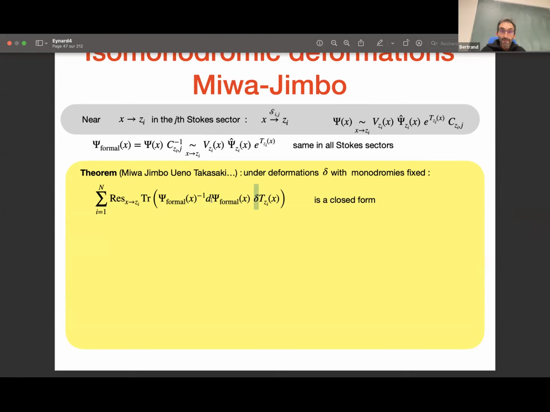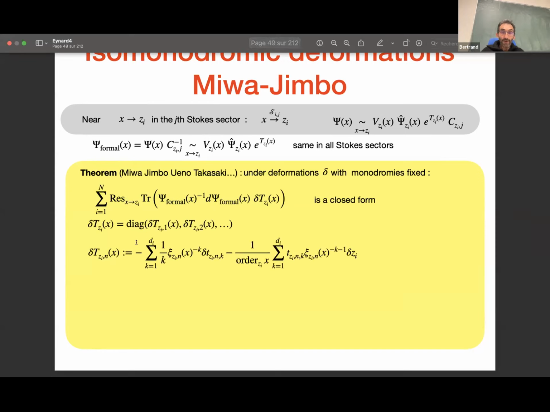And so thanks to this D, I can take the residue. So the residue of a one form, because it's a one form. And I take this psi formal times psi formal inverse. Since these are matrices, I can take the trace, you take the residue, and the claim of Miwa, Jimbo, and all that is that this is a closed form. And remember that the delta T here was this diagonal matrix, and remember that it contains the delta of the times, the T_{i,k}.